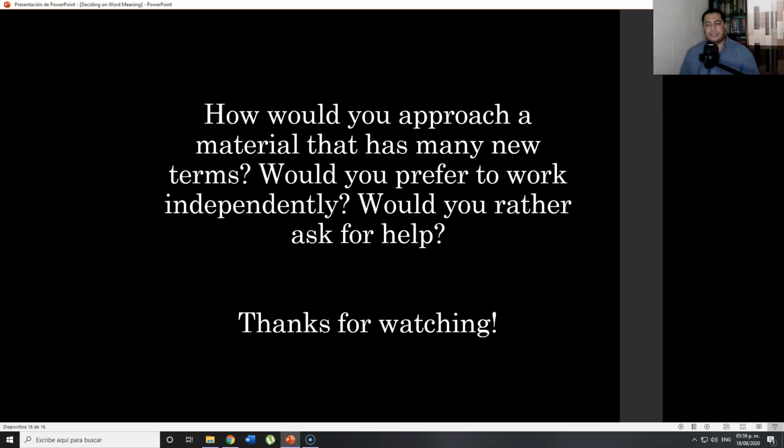And now I ask you, how would you approach a material that has many new terms? Would you prefer to work independently, or would you rather ask for help? Would you ask a coworker to give you a hand with it, or would you consult with someone that knows about the area? That's something that you need to consider. Sometimes we need the help of others.